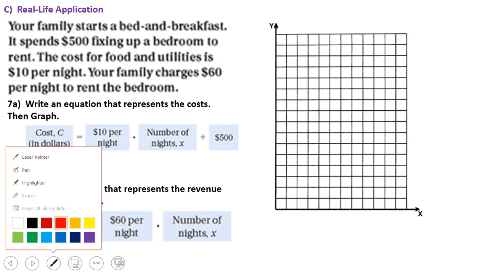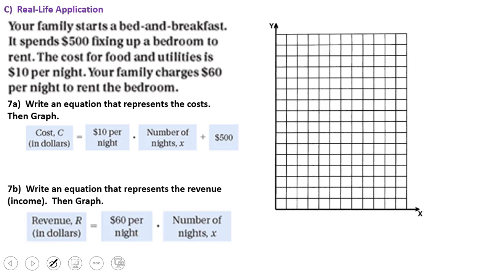We're going to be talking more about solving a system of linear equations by graphing, find the ordered pair. This time we're going to apply some real-life application to that. And it starts off with your family starts a bed and breakfast, spends $500 fixing up a bedroom to rent, and the cost for food and utilities is $10 per night. Your family charges $60 per night to rent the bedroom.